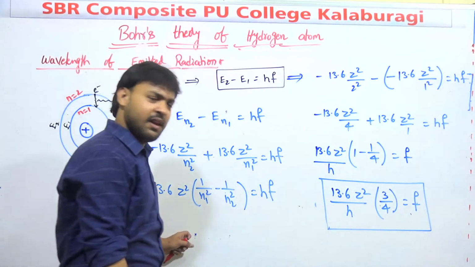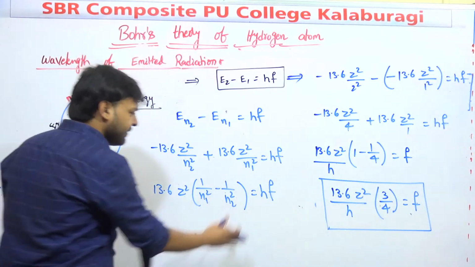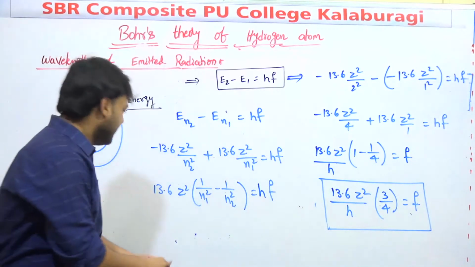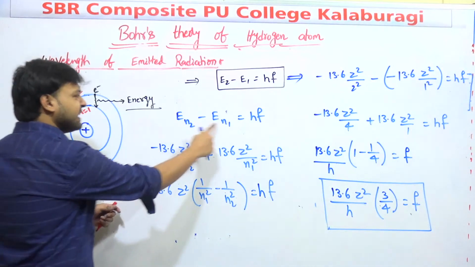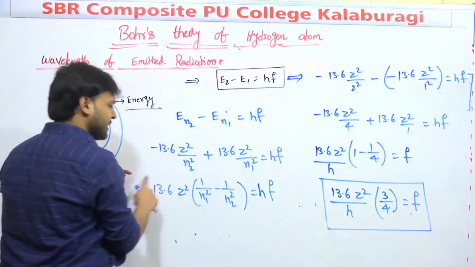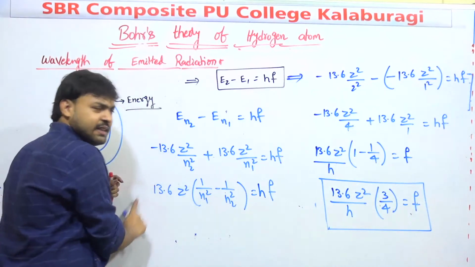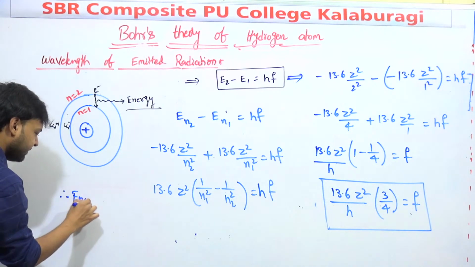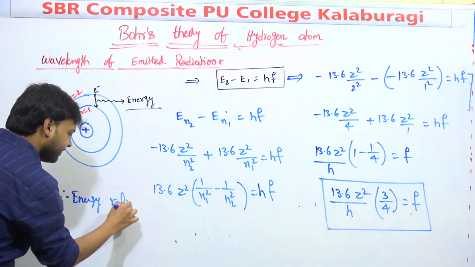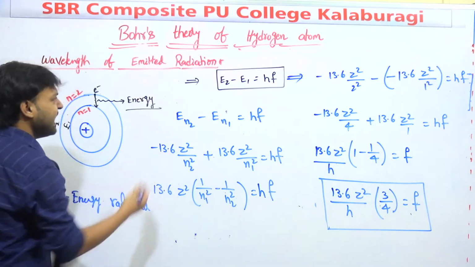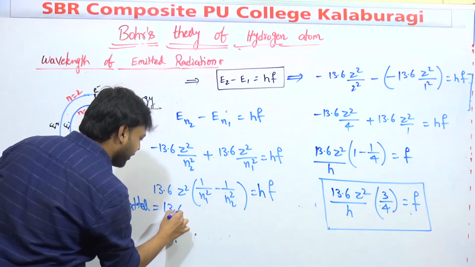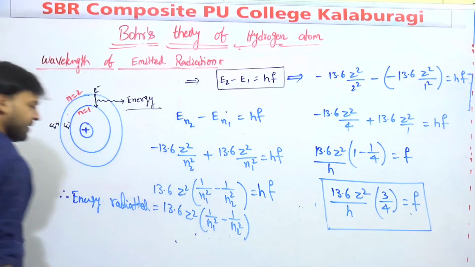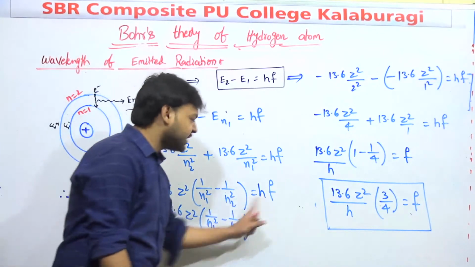Very important formula. If they ask to calculate energy, this is the energy. This is E2 minus E1, how much energy is radiated or emitted out. Therefore, the energy radiated I can write as 13.6 Z square into 1 by n1 square minus 1 by n2 square. The h won't come.